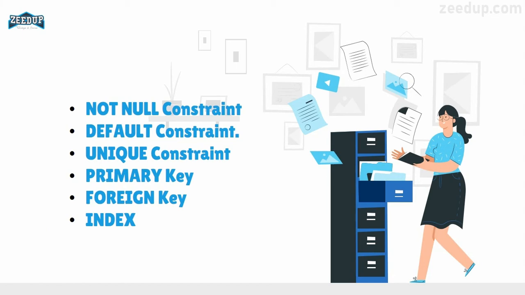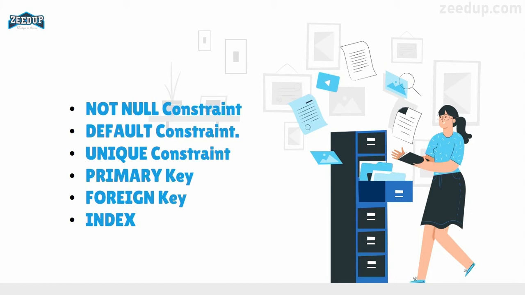Then we have another key known as the foreign key that uniquely identifies a row or record in another database table. Whenever we are trying to establish a relationship between two tables, it needs to be established on the basis of the foreign key.